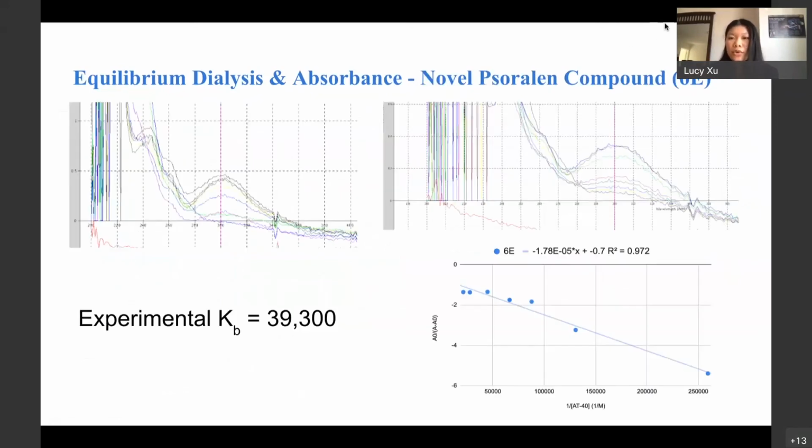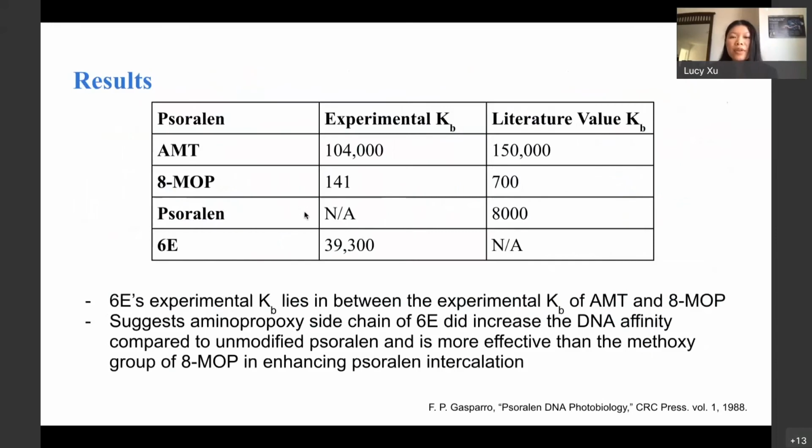And then with our novel psoralen compound 6E, I did 2 trials, which you can see here, and then using the average of those data points, I was able to get the line and find the experimental Kb of around 39,300. And looking at a table of them all together, comparing experimental Kb with literature values, we have our 2 experimental controls and our molecule 6E. I also included unmodified psoralen in this table, even though I didn't find an experimental Kb, because it's a good reference to compare unmodified psoralen with psoralen derivatives that have additional groups.